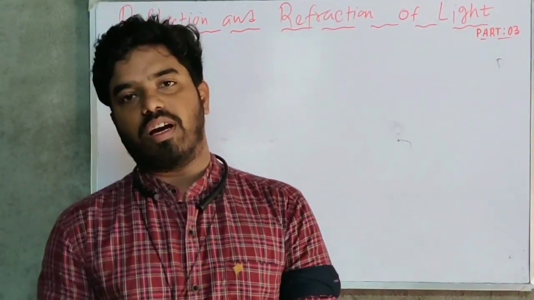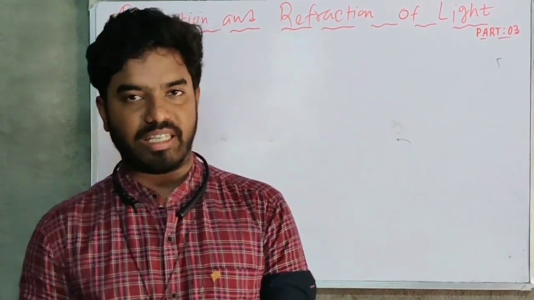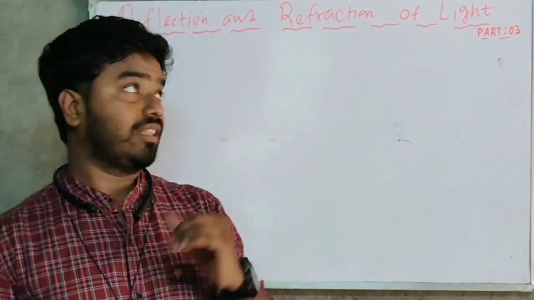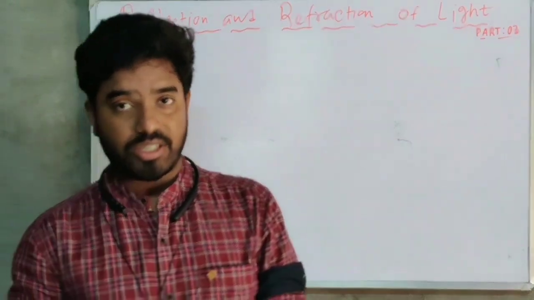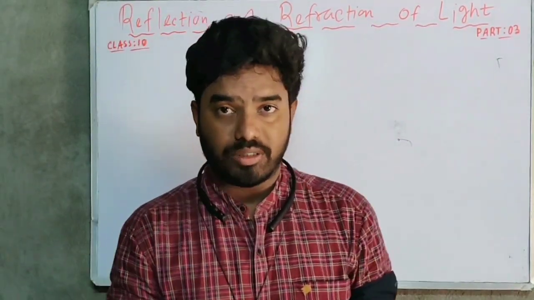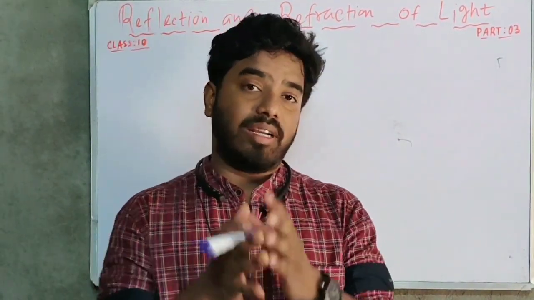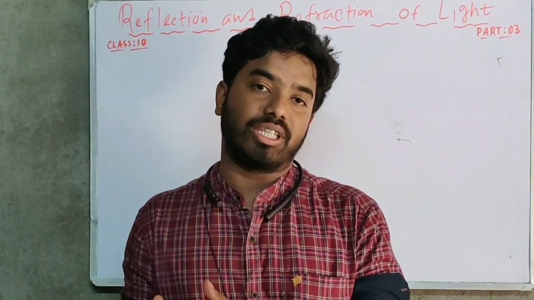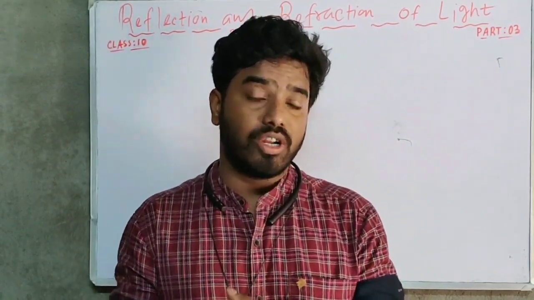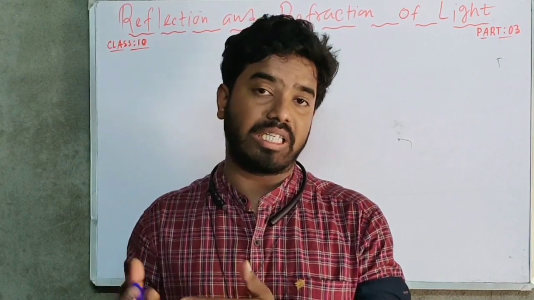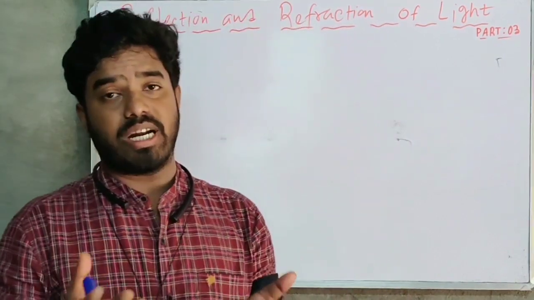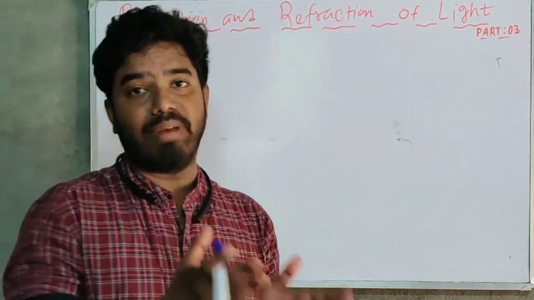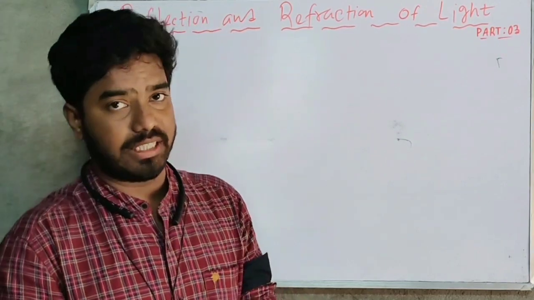So in the previous class we discussed the basic things about light. That is, at first we learned reflection of light, then the laws of reflection, then we studied the types of mirror and its applications, and then image formation, rules for formation of image by concave and convex mirror. After that we studied the mirror formula, linear magnification and some numericals related to it.